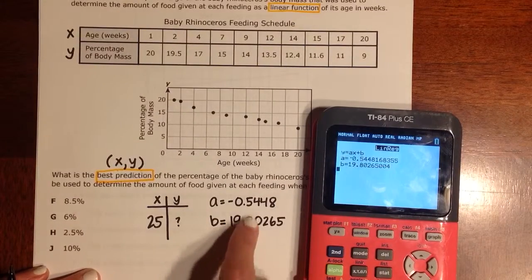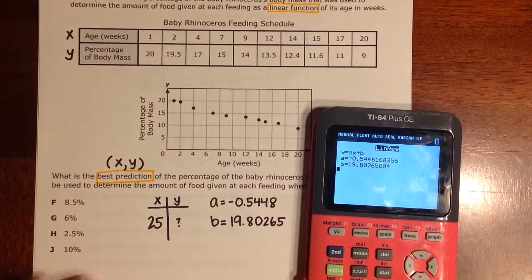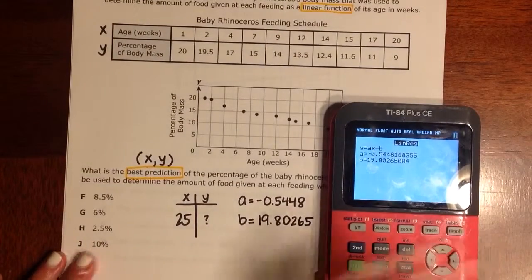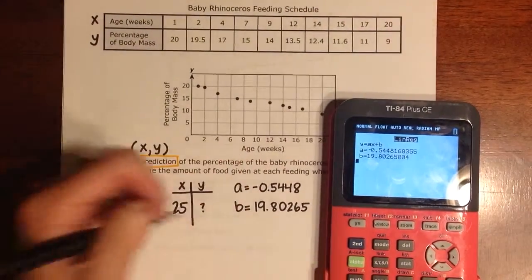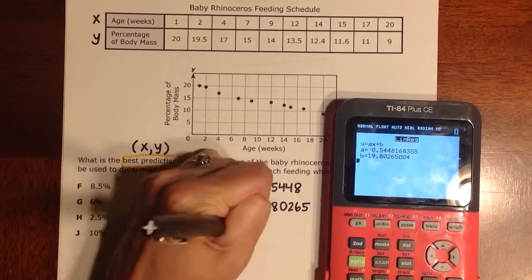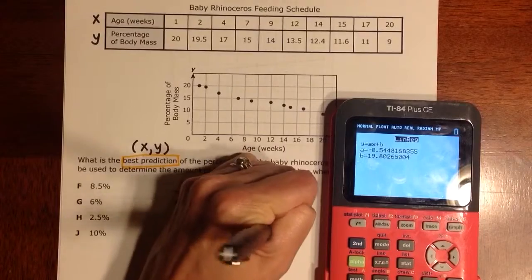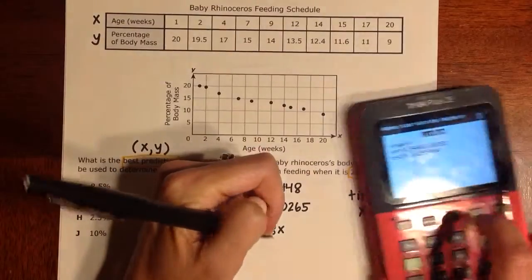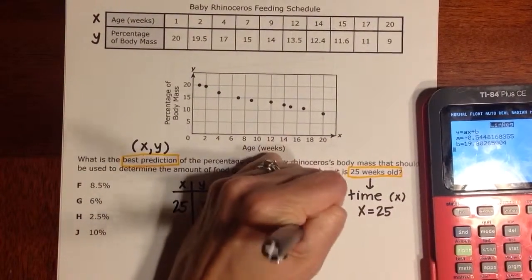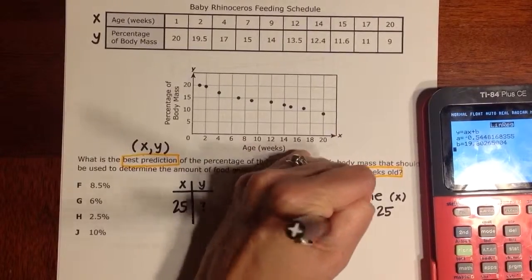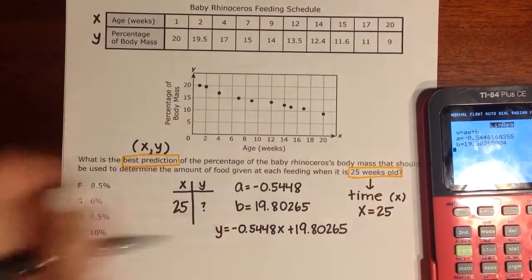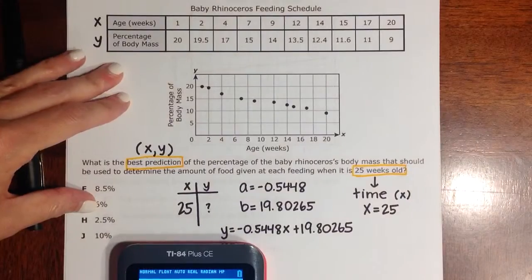I wanted to go more than one place value just for accuracy, so my line of best fit would fit the data a little bit better, and my prediction would be a little bit closer to these answer choices that we have here. So now remember, this is y equals negative 0.5448x plus 19.80265.